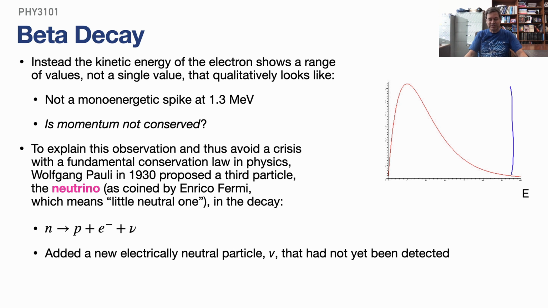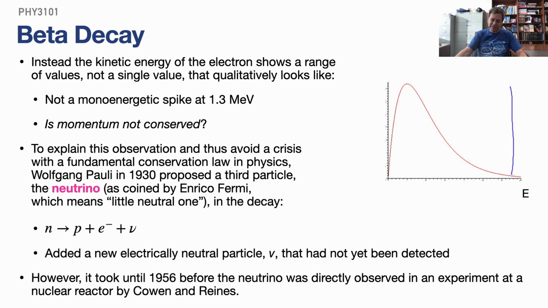And so we've added a new electrically neutral particle that had not yet been detected. So it was a very bold prediction, when you haven't seen such a particle, to just add one. And that was the fix to make energy and momentum conserved, which might seem a little suspicious if you've not seen that particle. However, it has indeed been seen. It took many years, until 1956, when enough neutrinos were produced from a reactor so that they could be directly detected in an experiment done by Cowan and Reines. Okay. Oh, there's my monoenergetic spike.